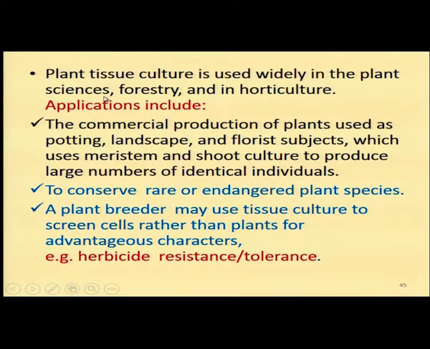Plant tissue culture is used widely in plant sciences, forestry, and in horticulture. The applications include the commercial production of plants used for potting, for landscape, for florists, which uses the meristem and the shoot culture to produce large numbers of identical individuals. It can also be used to conserve rare or endangered plant species. This actually has become very important these days.